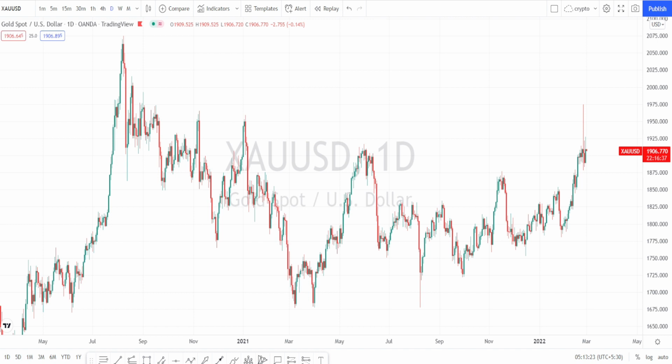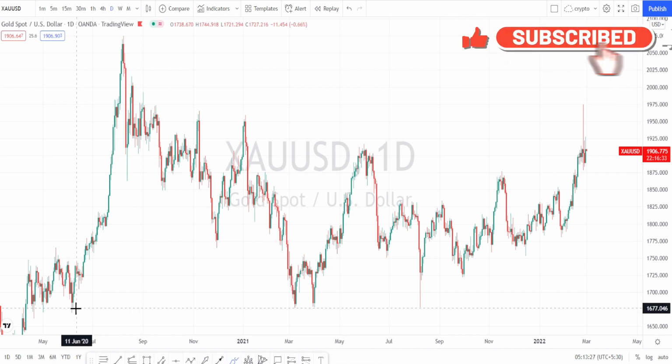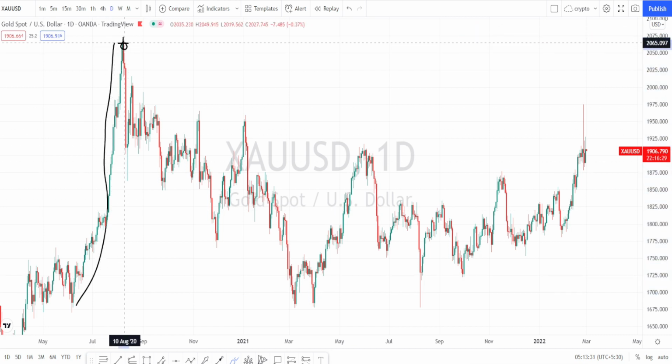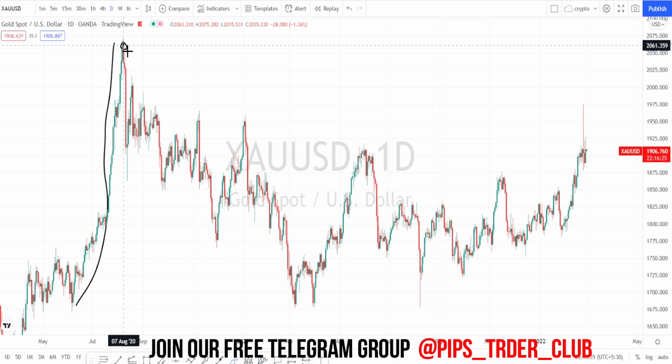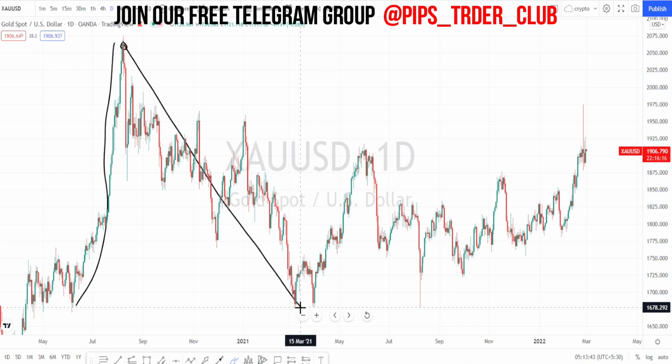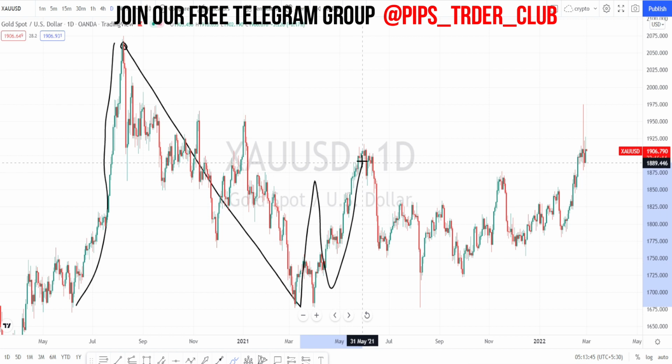So I'm in daily time frame now. When we look at the past price action in daily time frame, it was continuously in a very strong bullish trend, and from this level, which was around 2065, it started going on a bearish side and it came down to the level of 1678, and from here it started moving sideways.